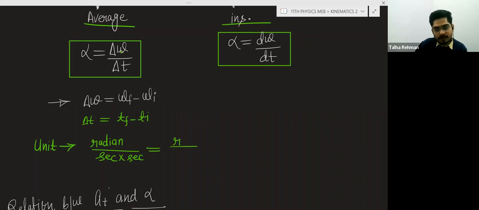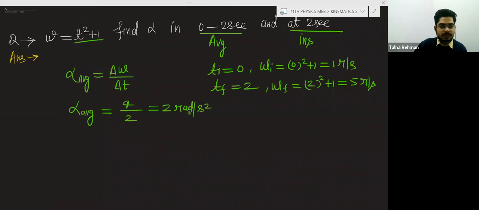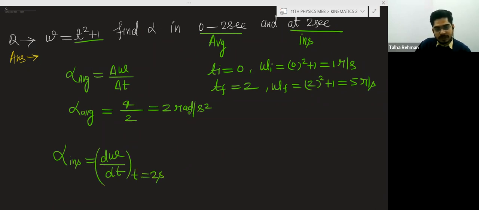Radian per second square. So that is why now we need instantaneous alpha. Alpha instantaneous is given by d omega by dt. This time you want to find this at t is equal to 2 seconds. Basically this time you have to differentiate this equation.